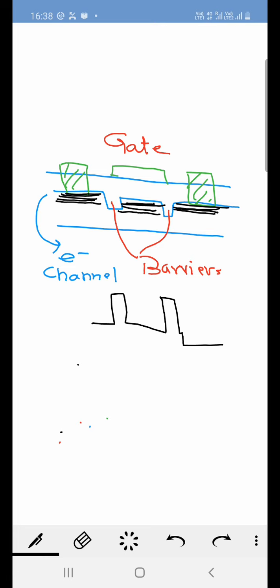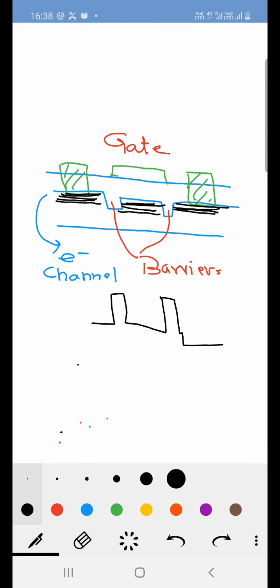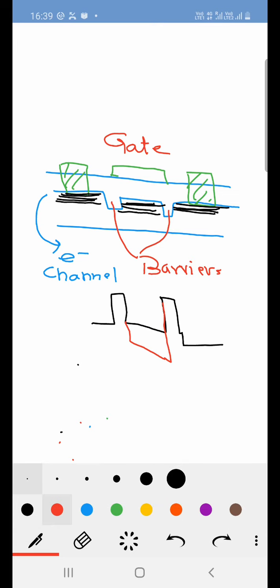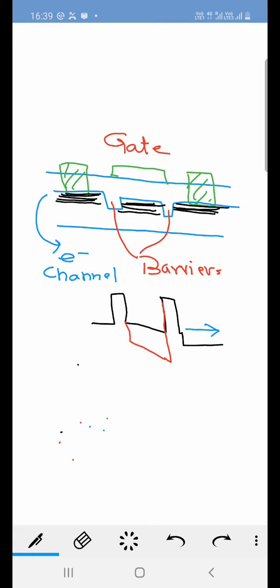Now, what we are doing here, we are increasing the bias at the gate. So increasing the bias at the gate will again cause shifting down of the energy level, and this will eventually cause transmission of electrons through tunneling. So this is the occupied energy levels, and it will get transmitted due to this potential at the gate.